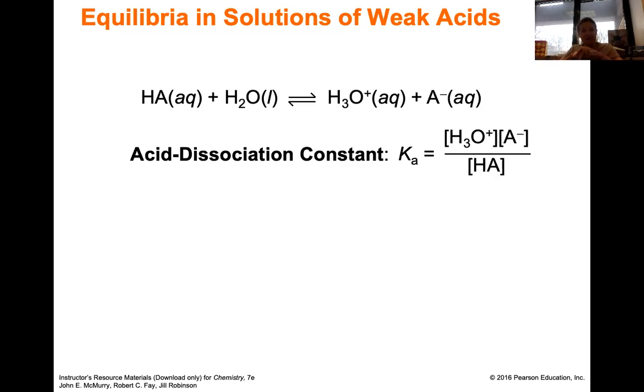When you were to write an equilibrium constant for this reaction, if you were back in chapter 13, you'd put products over reactants. You'd leave out any liquids and solids. In this case, it'd be the hydronium ion, the A minus, divided by HA, because water's a liquid. That's just an equilibrium constant, but we give it the subscript A so that we recognize it as an acid dissociation constant, the equilibrium constant for an acid dissociating in water.